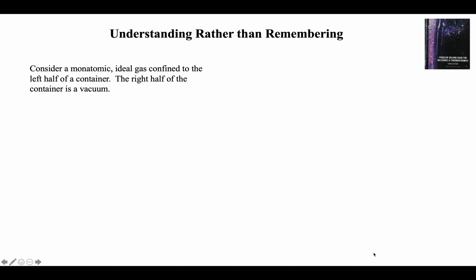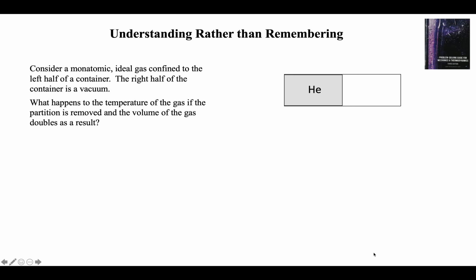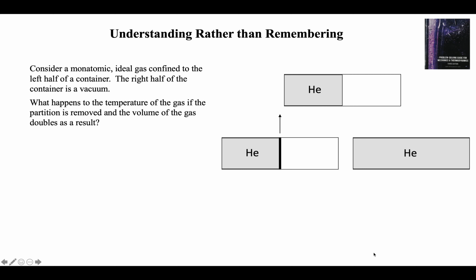So we have a monatomic ideal gas confined to the left half of a container. That's helium. The right side is a vacuum. What we're going to do is remove the partition by lifting it up. Like that. We just take the partition up and the helium now occupies the entire volume. The volume of the gas here is twice what it is here. What happens to the temperature of the gas? Think about what's going on at the level of the atoms.